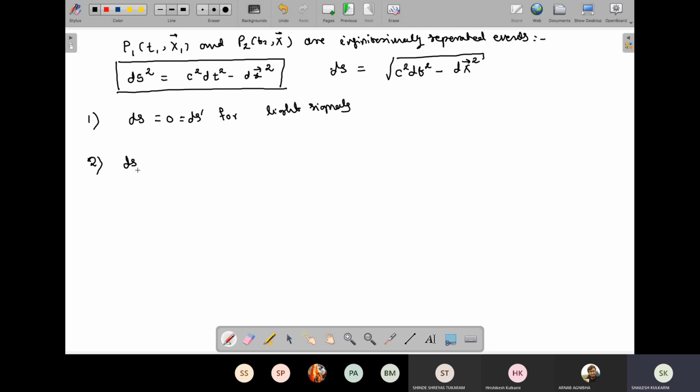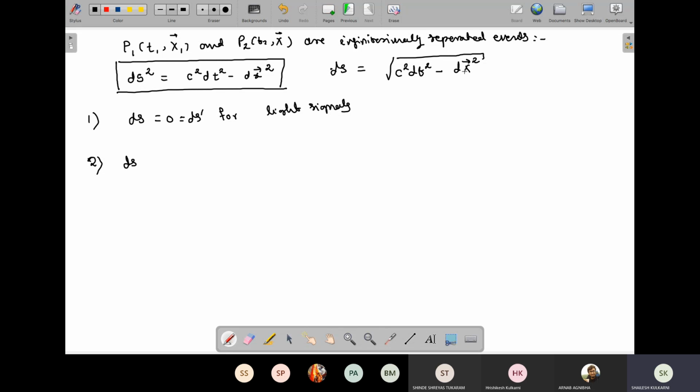The second observation is that these are differentials of the same order. In the K frame, ds is a differential in dt and dx. So what is the order of this differential ds? It is first order in dt, first order in dx.